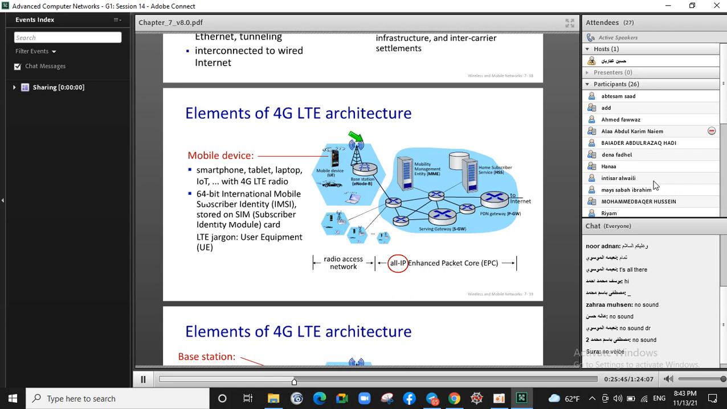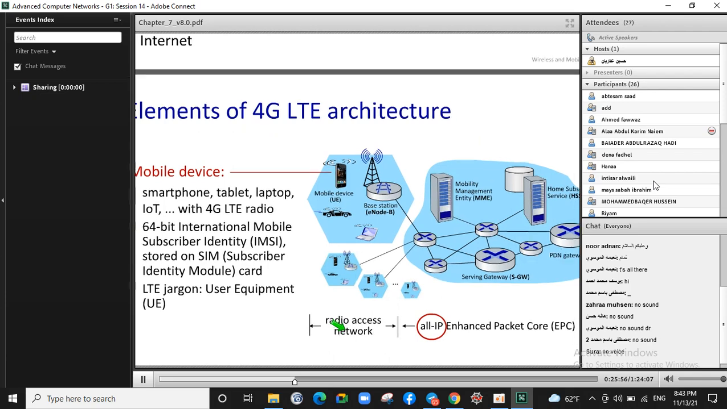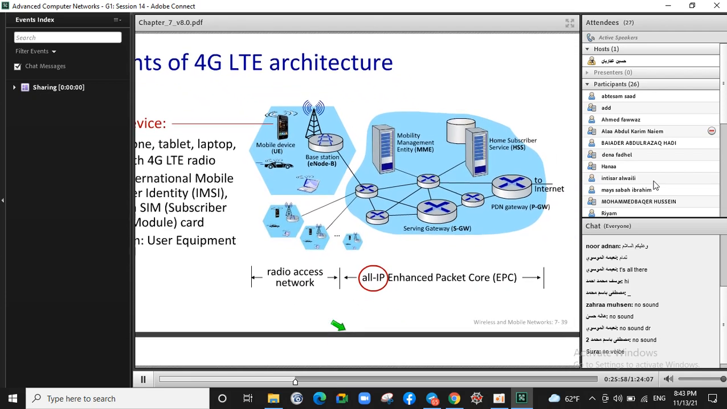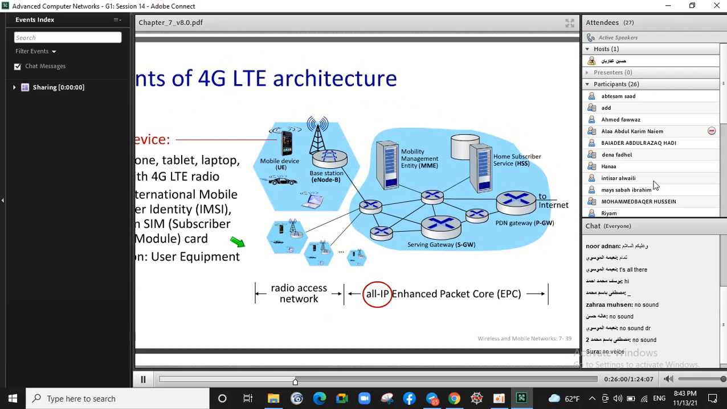So we have a user equipment. This is a user equipment. I'm connecting to the LTE network using that mobile device. Okay, look at this figure here. Let me zoom this one here.